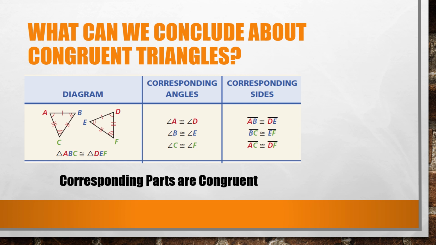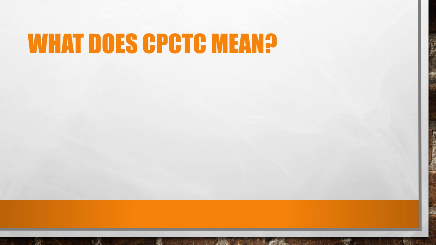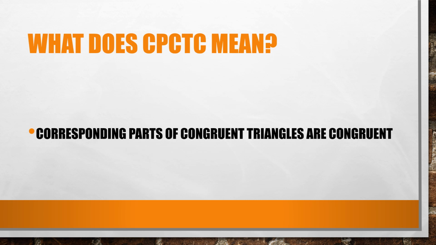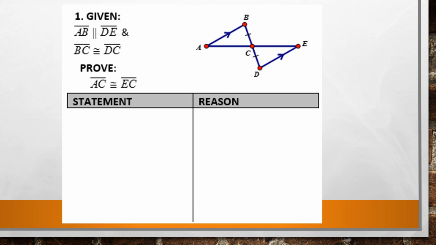So CP6 stands for corresponding parts of congruent triangles are congruent. You don't ever have to write that whole thing out. You could always write CP6, even on the regions. It's allowed. It's standard geometric notation. Here is what it would look like in a proof.